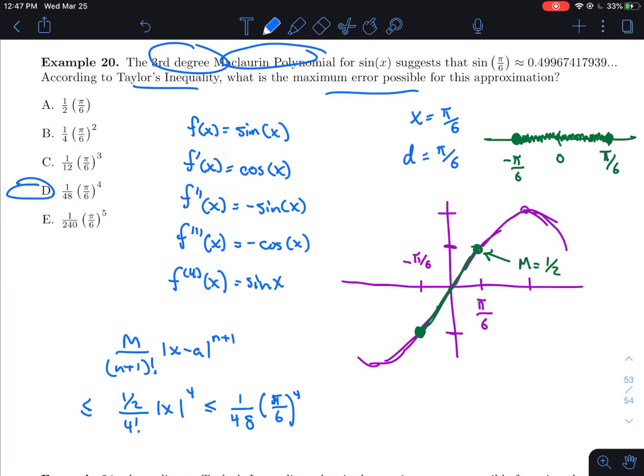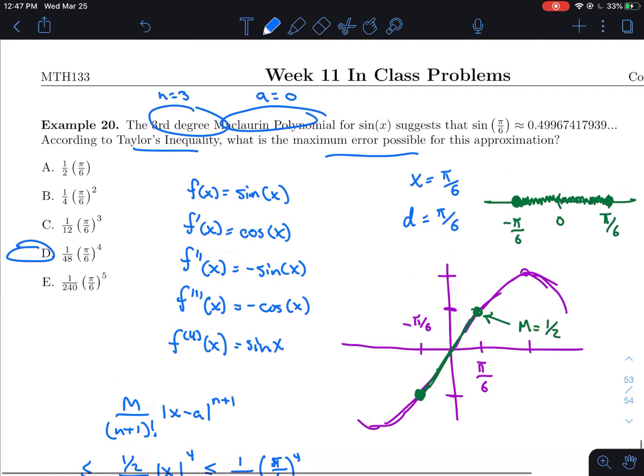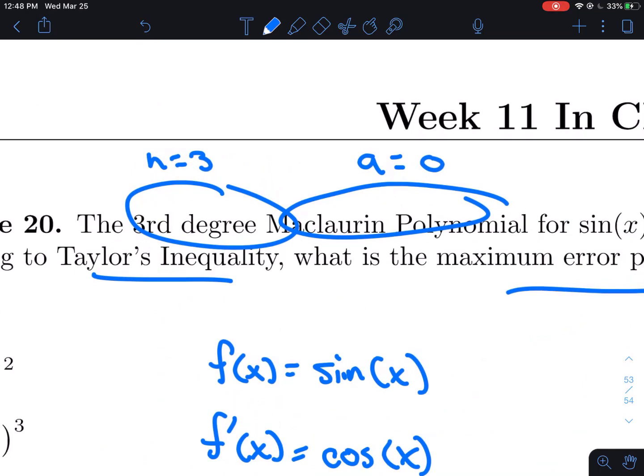All right, so here is what I've come up with. If you got the correct answer, D, excellent job. But let me walk through step by step where I was looking and what I was thinking about when I answered this question. The first thing that I noticed is that it says we're going to use the 3rd degree Maclaurin polynomial. So 3rd degree, that's telling me that my n value should be equal to 3.